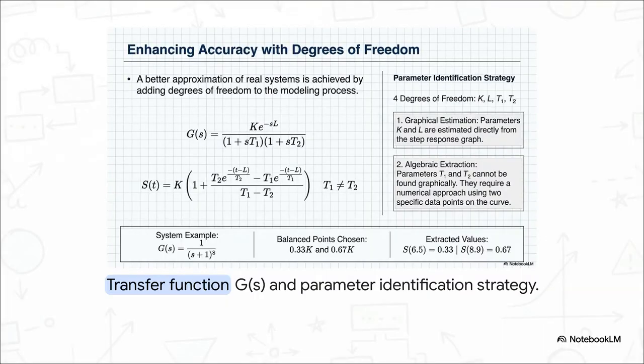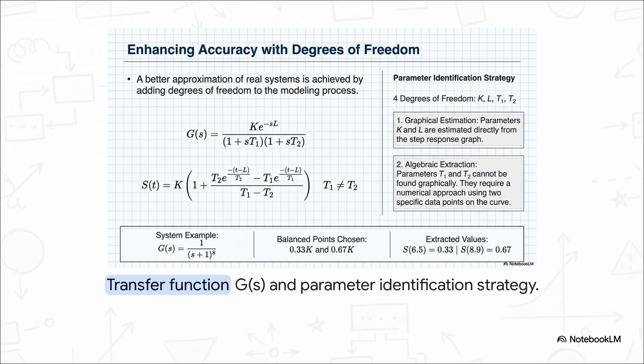Let's look at how this works. Focus your eyes on that transfer function, G of s, right there in the middle. Up top, we have our gain, K, and our dead time, L. Then, down in the denominator, we've split our dynamics into 2 separate time constants, T1 and T2. This right here is our 4-parameter model. But how do we actually find these values? Well, if you check out the strategy box on the right, it lays out a strict 2-part process.